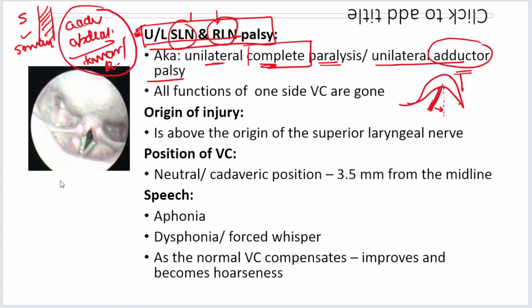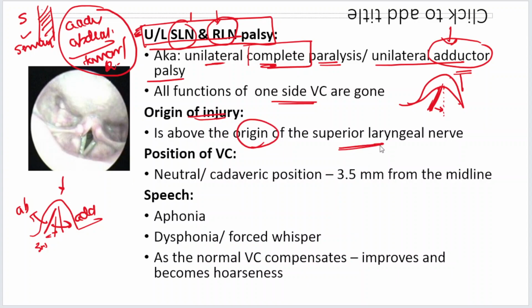When all the functions of the vocal cord are lost, what happens? The vocal cord will be in the cadaveric position, which means it is 3.5 millimeters from the midline. It cannot abduct, it cannot adduct. Because it cannot adduct, it's called unilateral adductor palsy, because bilateral abductor palsy is the name we have given for bilateral recurrent laryngeal nerve palsy. Now this cord cannot abduct or adduct. So all functions of the one-sided vocal cord are gone. Where is the origin of the injury? Obviously it should be above the origin of the superior laryngeal nerve. As we talked about, in cases of bulbar palsy, we can see this kind of presentation, in addition to other cranial nerve palsies. What is the position of the vocal cord? As I said, neutral, also called cadaveric position, that is 3.5 millimeters from the midline.